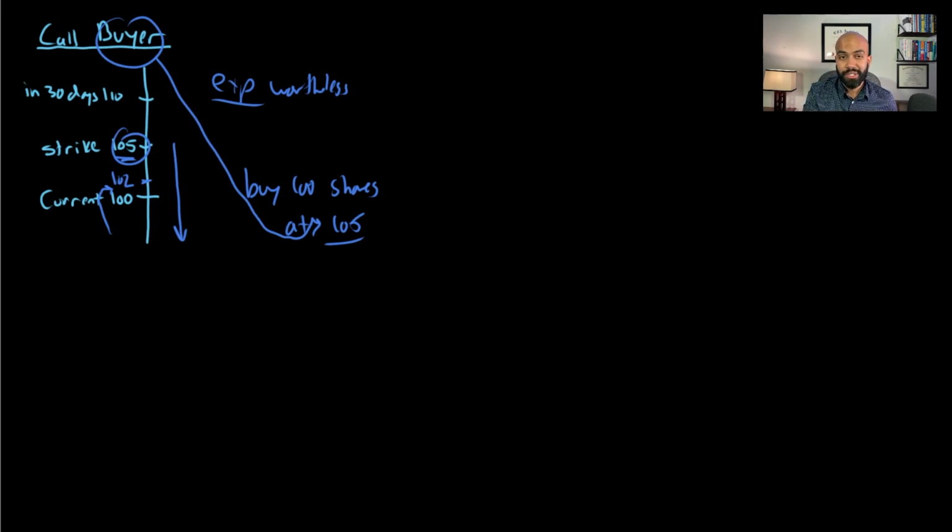So if the stock's trading below 105, the contract expires worthless because it was only for 30 days. And so in 30 days, if it's not at 105, it goes to zero, and the person who sold the call option would have made money, which brings us to the call seller. Remember, these two are on the exact opposite sides of the trade, right? The person who bought the call option is buying it from the person who sold the call option.